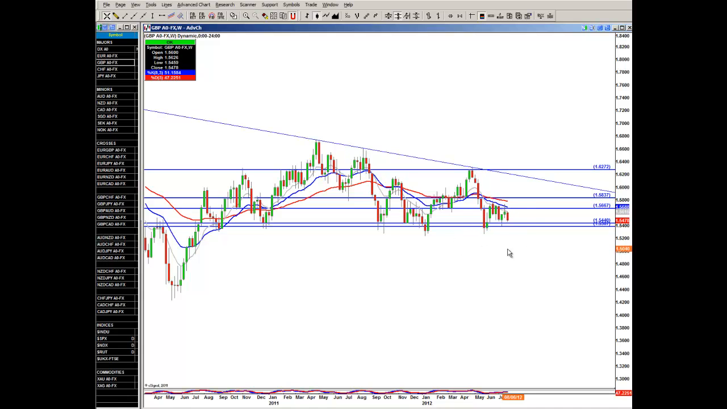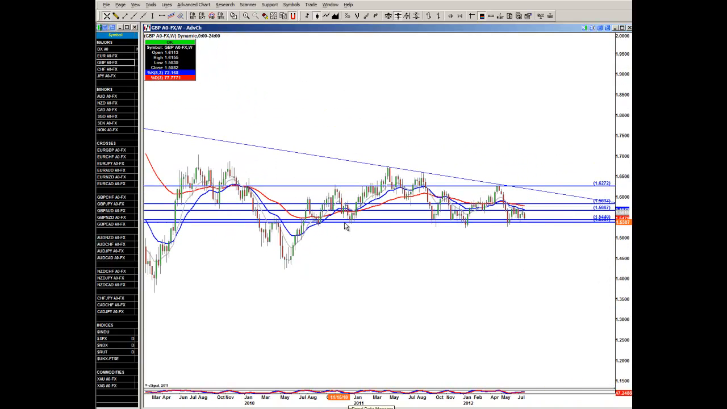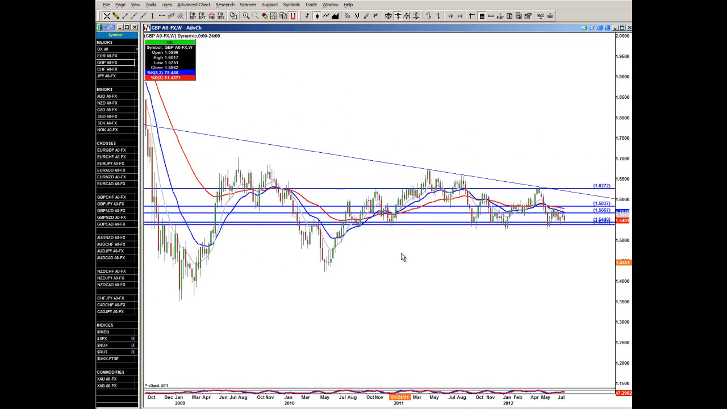So compared to Europe. But the reality is that if we get any bad news that causes it to break that level, it's going to drop down. Obviously, it would have to be so bad that it would impact it in that respect.